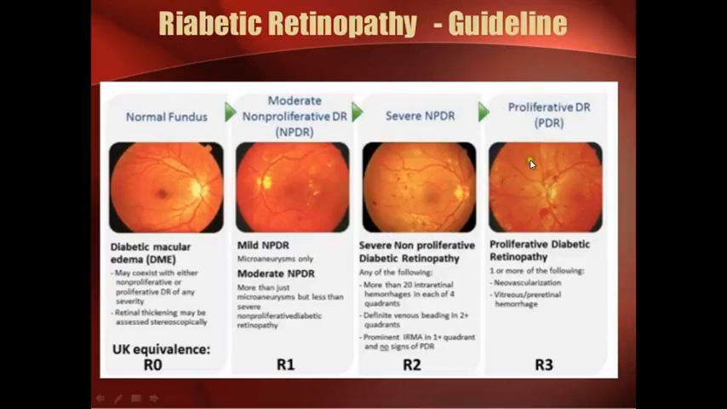So what is proliferative? It has all these features, as well as new vascularization or vitreal and pre-retinal hemorrhages. So there is new vessel formation, tortuous vessel formation, and hemorrhages taking place in the vitreous or pre-retinal area. This is called proliferative diabetic retinopathy. IRMA is intraretinal microvascular abnormalities.